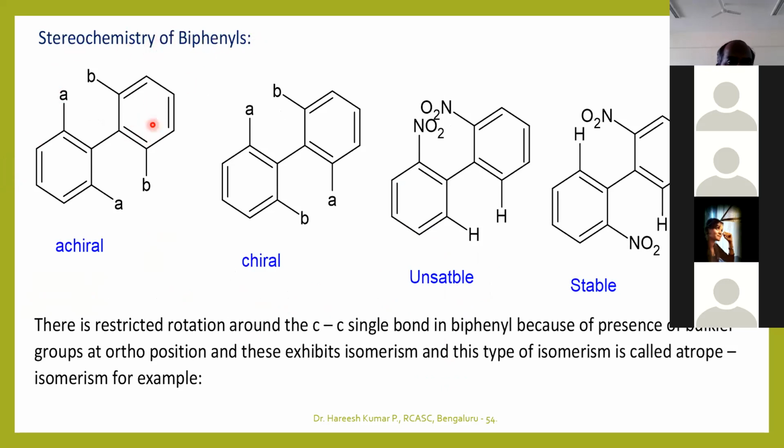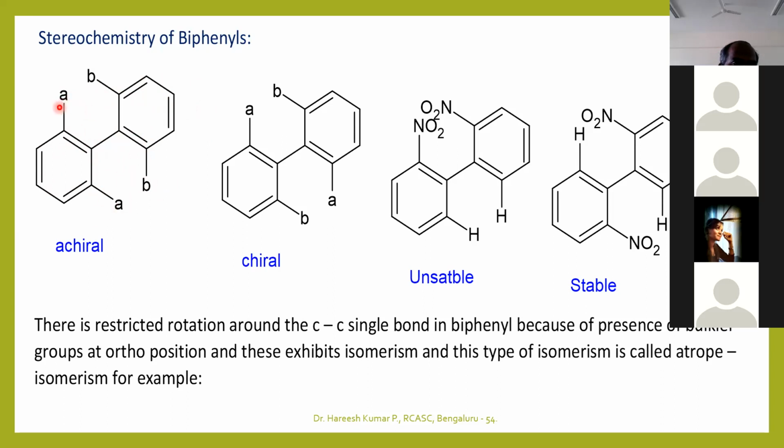So biphenyl means this is one phenyl group, this is another phenyl group. These biphenyls also exhibit optical activity. How? There should be a restricted rotation around the carbon-carbon single bond between the two phenyl groups. How is there a restricted rotation? Only when bulky groups are present at the A, B and A dash, B dash positions.